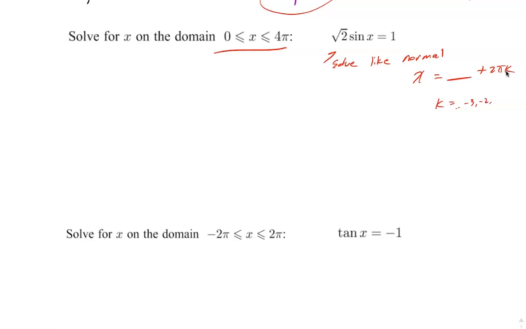-3, -2, -1, 0, 1, dot, dot, dot, right? So any integer, any number that's not a decimal. It could be any one of those. That's what k is. So that's going to be the general idea. We're going to solve this like normal. We're going to add 2 pi k, and then we'll talk a little bit more about it in general.